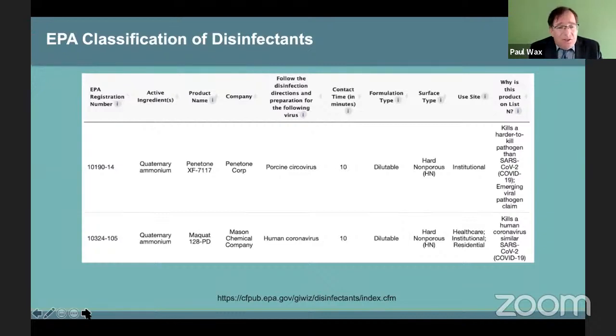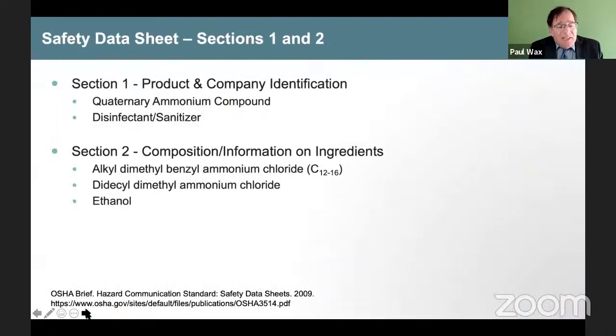And as you can see under the use site, some of them are recommended for institutions, and others are recommended for not only institutions, but also the healthcare environment and residential environment. So one needs to specifically look at where these various disinfectants have been approved for use. Next slide. Now, each chemical disinfectant has a safety data sheet associated with it.